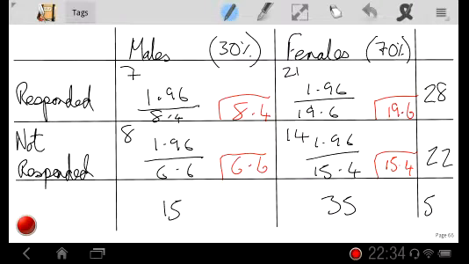And chi-square for this set of data is 0.75 recurring, which I'm going to round to 0.76, because throughout this I've worked to 1 or 2 decimal places. So I've got 0.76 as my answer there.